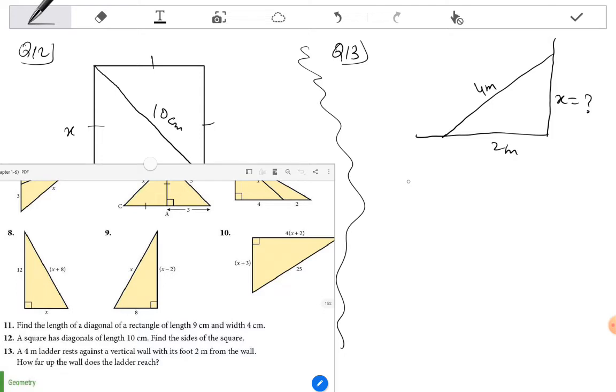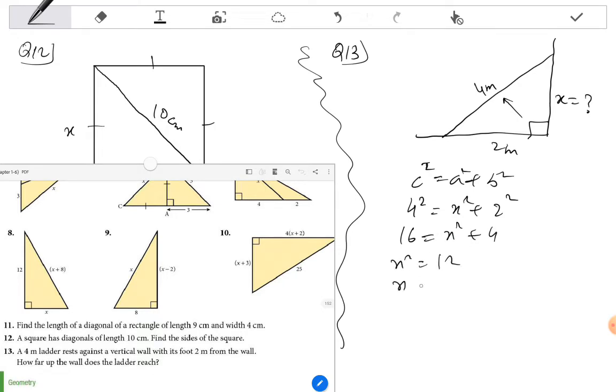Now simply apply the Pythagoras theorem. But remember, it's not always x square equals this square plus that. You should use c square equals a square plus b square, where c is the hypotenuse, the biggest side, which faces 90 degrees. So in this case, 4 square equals x square plus 2 square. So 16 equals x square plus 4. So x square equals 16 minus 4, which is 12. x equals under root 12. Whatever comes is your answer.